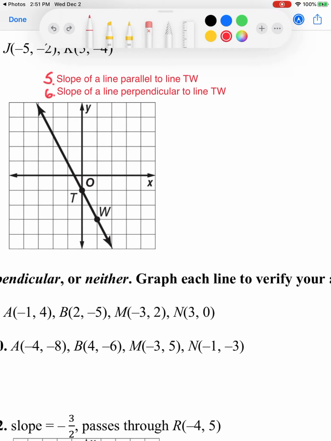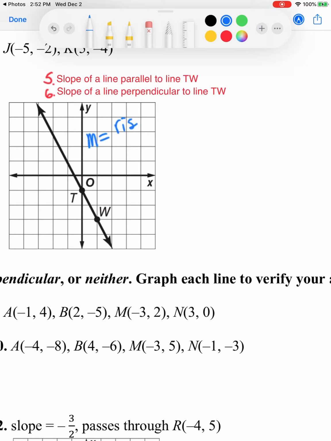So when you're trying to find, let's just look at number 5 first. We're trying to find the slope of a line that is parallel to line TW. Okay, so we know a line that is parallel to TW is going to have the same slope as TW. However, we need to figure out what the slope of TW is first in order to be able to answer that question. So in this example, to find the slope of line TW, you can do it one of two ways.